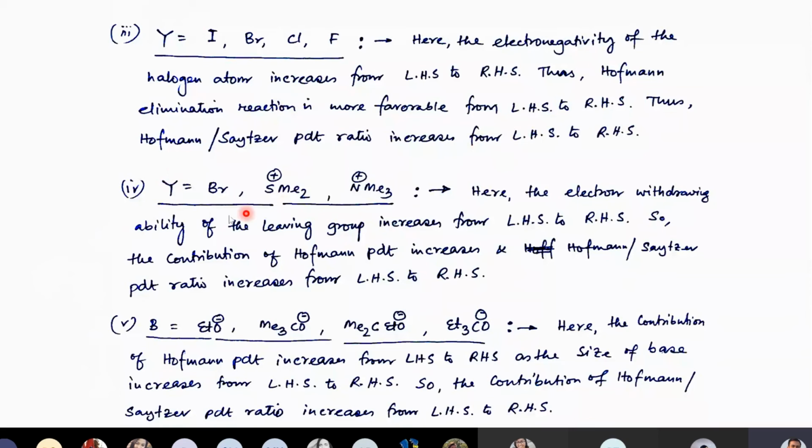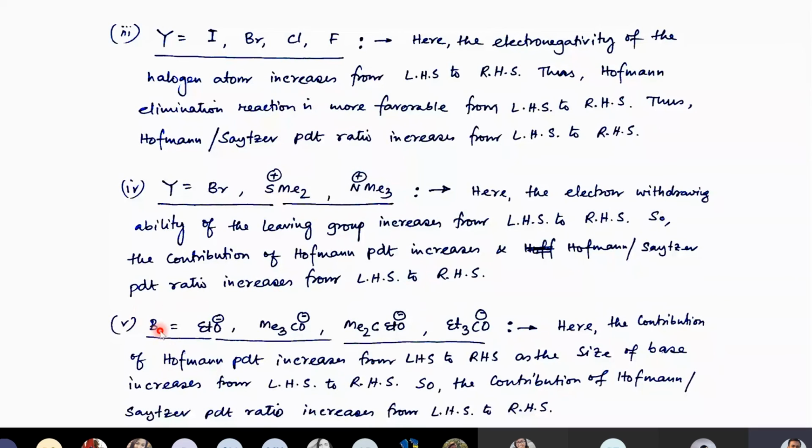Then we look at when Y is equal to bromine, SMe2 and NMe3. In this case also, the electron withdrawing ability of the leaving group increases from left hand side to right hand side. Okay. As the electron withdrawing ability increases, again the acidity of the proton increases. So from left to right hand side, your Hofmann product ratio will increase. And that is why your Hofmann by Saytzeff product ratio will also increase from left hand side to right hand side. Okay.